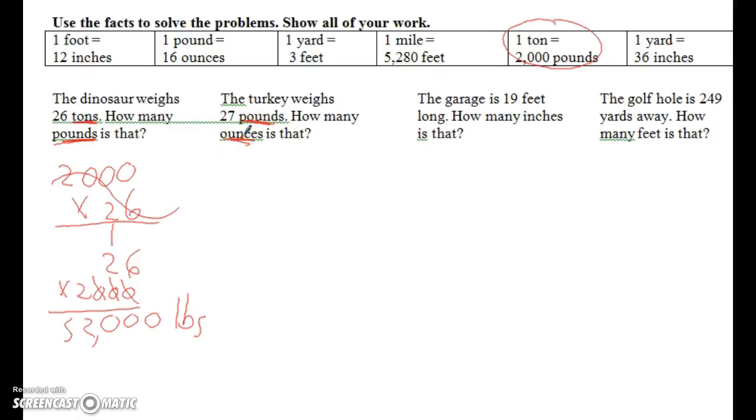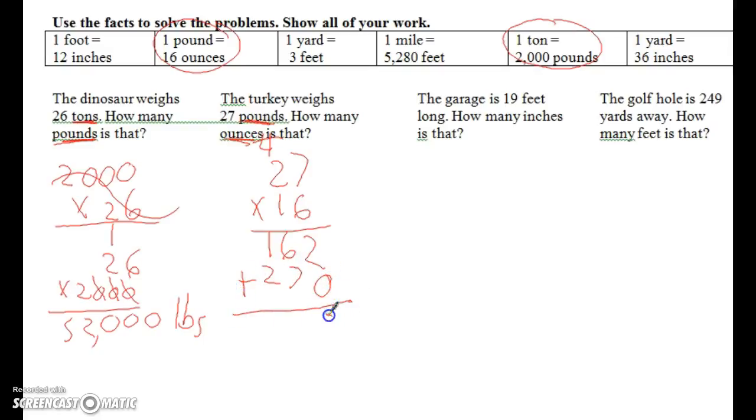The turkey weighs 27 pounds. How many ounces is that? Am I going to use that same fact? No, because this time I want pounds and ounces instead of pounds and tons. So here's the fact I want. So I'm going to have 27 times 16. Doesn't matter which one's on top. Still going to get the same answer. 42, 12, 16. Marco Polo, 7 and a 2, add them up, 432 ounces, which can be abbreviated OZ.